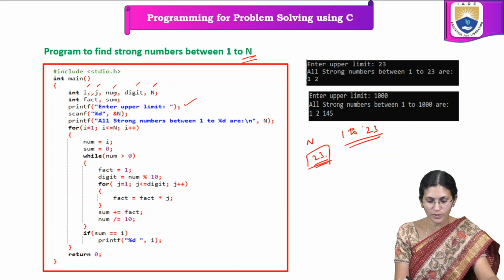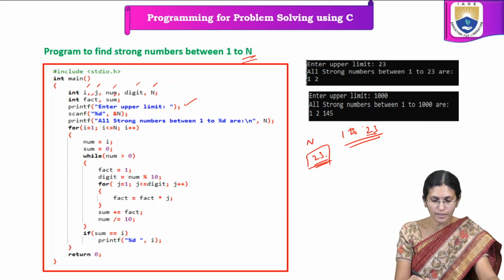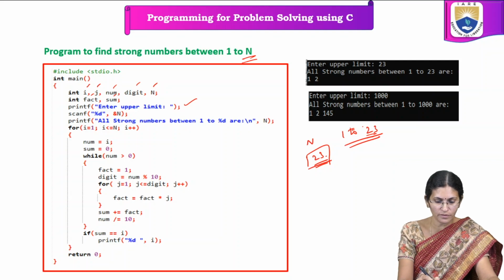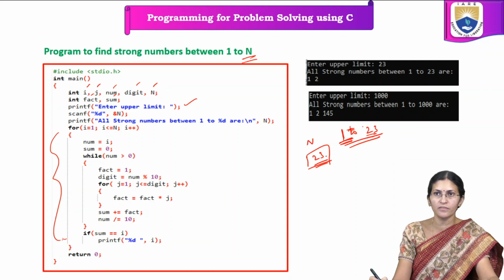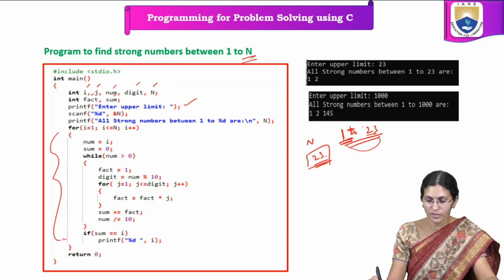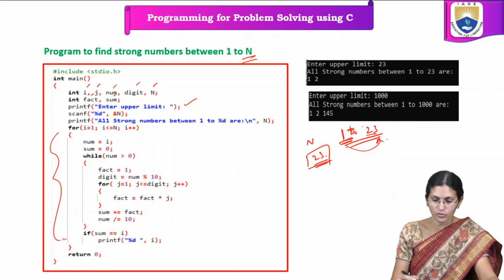So all the strong numbers between 1 to this capital N are given with the help of for loop. Since we need to check whether each particular number is a strong number or not, we need to repeat the logic for checking whether it is a strong number or not, that many number of times. That means 23 times you need to check. So therefore we are using for loop here. So i value is initialized to 1. So starting from 1 we need to check. The last number is 23.